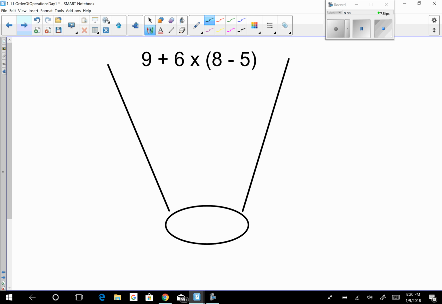All right, first example. We have 9 plus 6 times 8 minus 5. So first step, okay, we have the problem, and we're going to pretend that we've rewritten this on our paper. And so now we need to do GEMDAS.